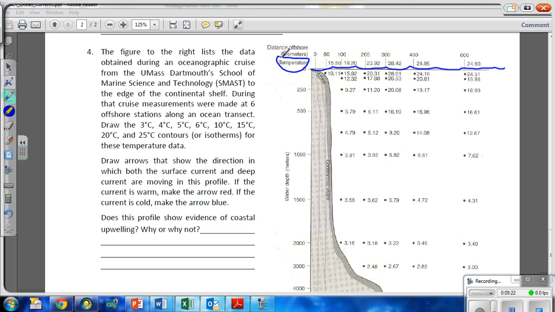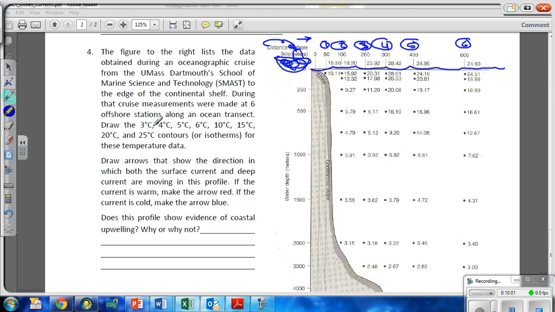Now, when we say there's a cruise, we're saying a boat went out onto the ocean. So here's our boat, and it steamed out onto the ocean, and it stopped at 6 points. It stopped here, here, and here, the third one. Fourth one, fifth, and then finally at 600 kilometers it stopped there. Each time it made a stop in the ocean, it sent a probe down into the deep ocean measuring temperature. So all these numbers are temperatures. And as you would expect, as you go deeper into the ocean, it gets colder.